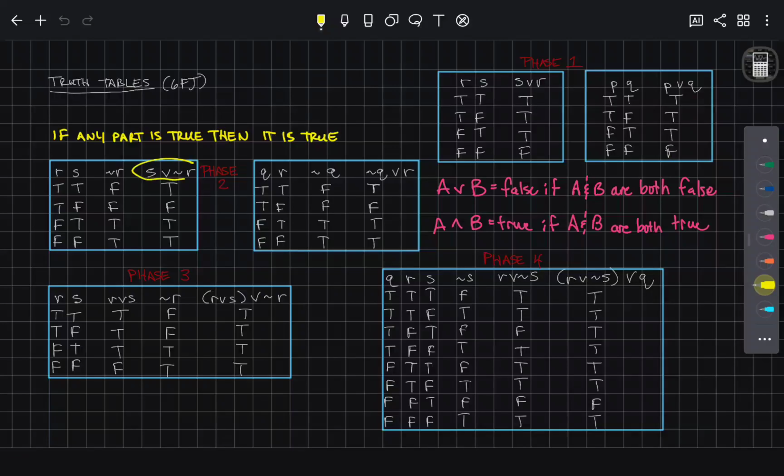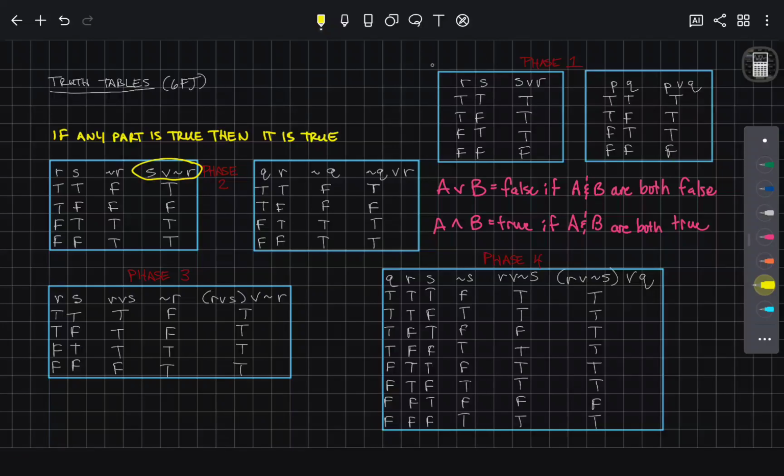So we can see what looks like an S, V, squiggly line, R. Well, we already know that the squiggly line means opposite of whatever R was. We saw that with our conditional statements for inverse, converse, and contrapositive. So that just means the opposite of whatever that statement was. And these are two statements right now.